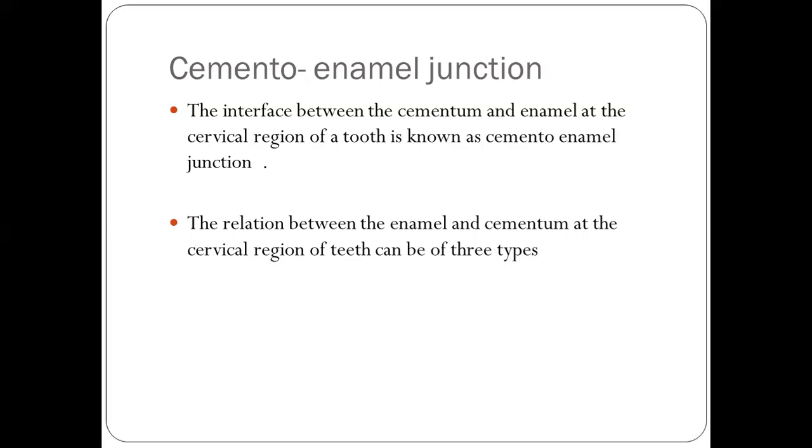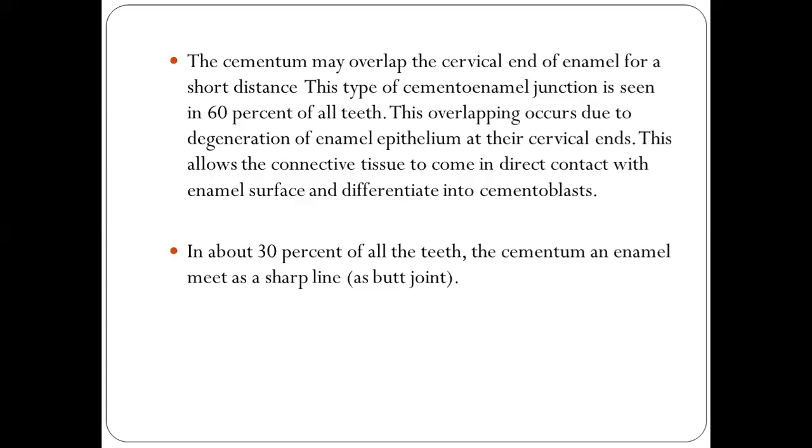Next is cemento-enamel junction. The interface between cementum and enamel at the cervical region of the tooth is known as cemento-enamel junction. The relation between the enamel and cementum at the cervical region can be of three types. The cementum may overlap the cervical end of the enamel for a short distance. This type is seen in 60% of teeth. This overlapping occurs due to degeneration of the enamel epithelium at the cervical end. This allows the connective tissue to come into direct contact with the enamel surface and differentiate into cementoblasts.